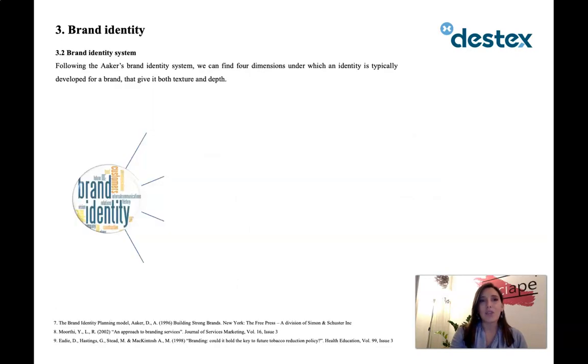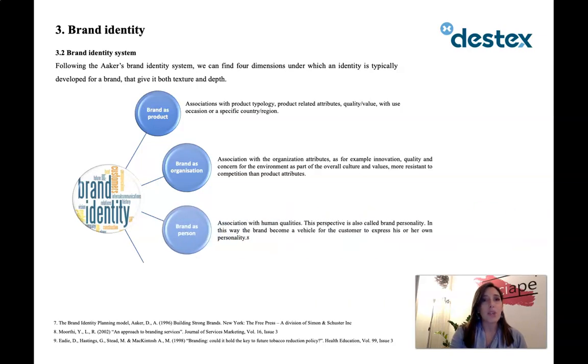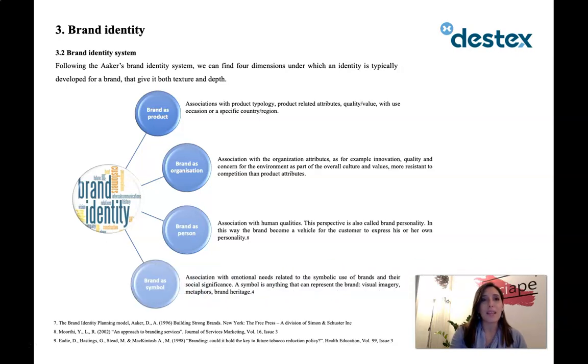We can distinguish four dimensions under which a brand identity is typically developed. Brand as a product, when the brand is associated with a product attributes values. Brand as an organization, when the brand is associated with the organization overall culture and values. Brand as a person, when the brand becomes a vehicle to express the consumer's personality. Brand as a symbol, when the brand is related with social significance.